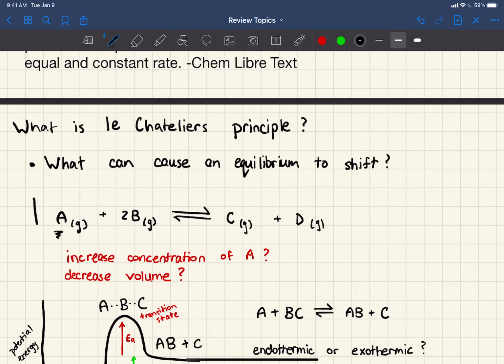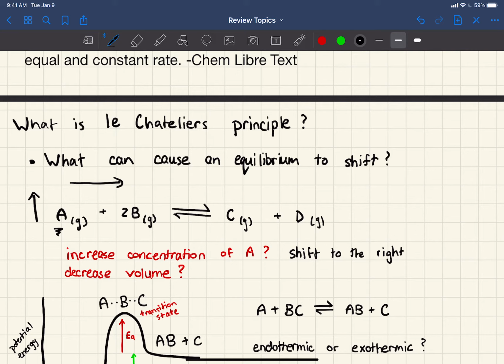So if we increase the concentration of A, we will notice that the equilibrium shifts to the right because in Le Chatelier's principle, it is trying to oppose the change, right? And so what we'll notice is that there is a shift to the right. Okay? And then if we decrease the volume, I'll actually give you guys a second to try to figure this one out.